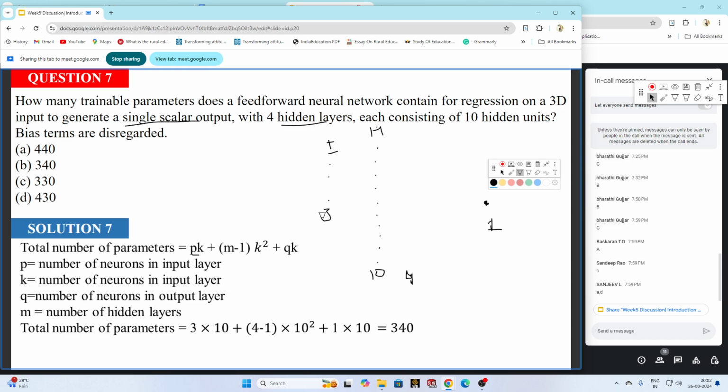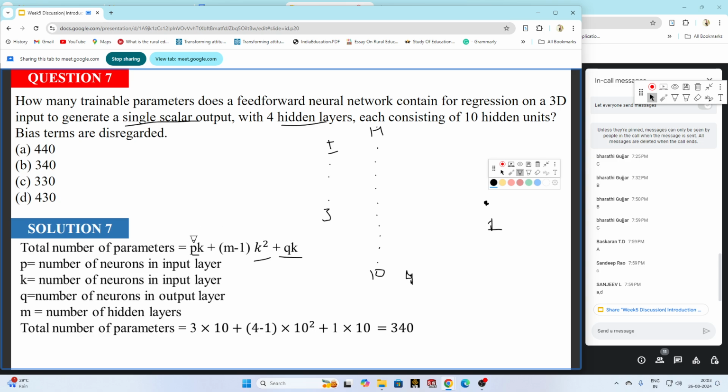If p is the number of inputs, and k is the number of neurons in the first hidden layer, then your connections will be pk, right? Similarly, the connections between hidden layer and hidden layer will be k square, and that will be one layer less, so that is why (m minus 1) k square. And lastly, if you have q outputs, then q times the neurons in the last hidden layer, so that is why qk. So that is your formula.